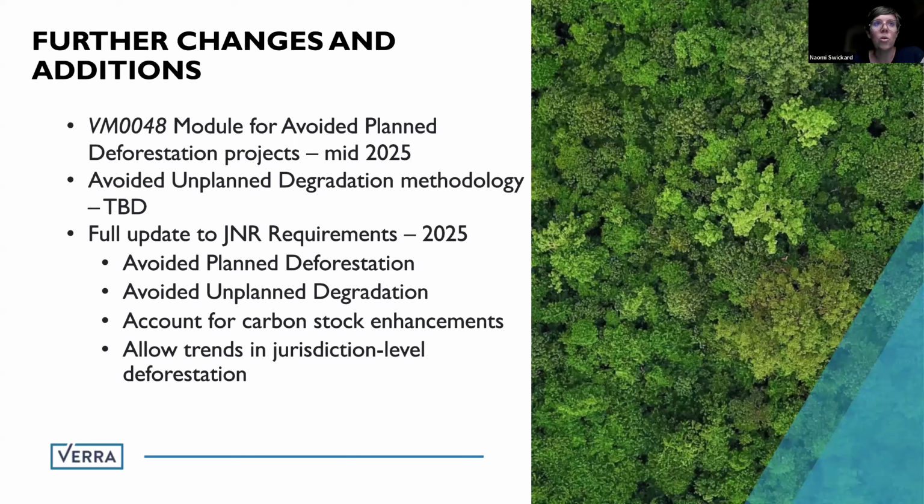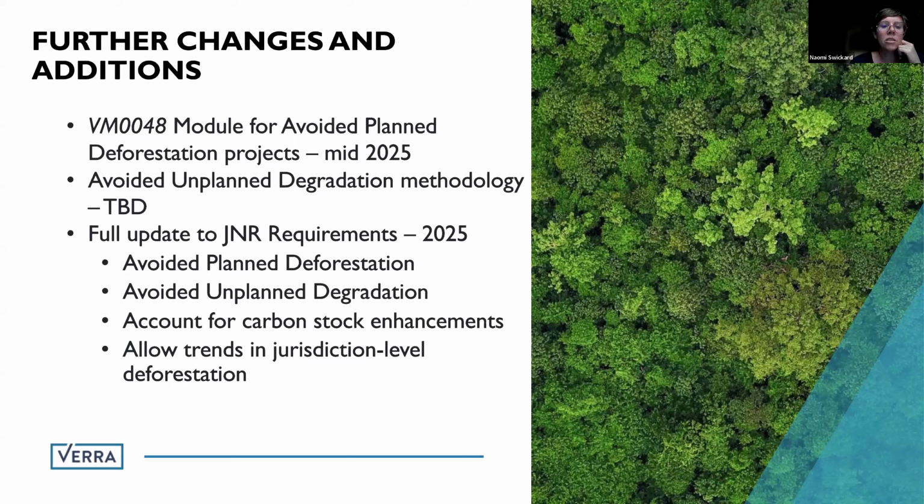That will include incorporating the updates that we're making under VM48 into JNR. So bringing in the new requirements around planned deforestation and unplanned degradation, as well as potentially updates around enhancements.